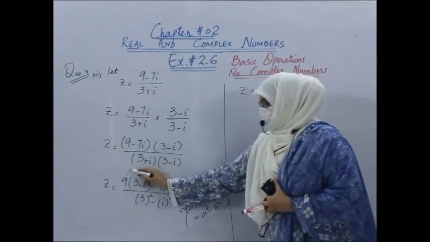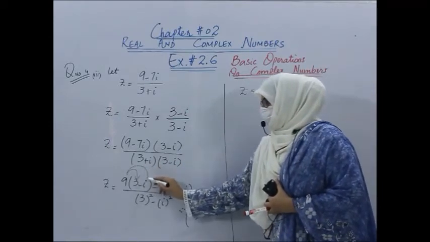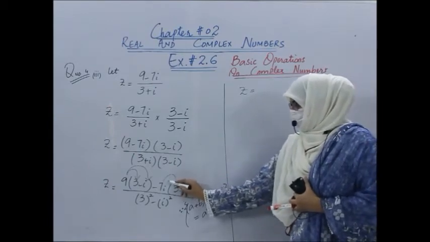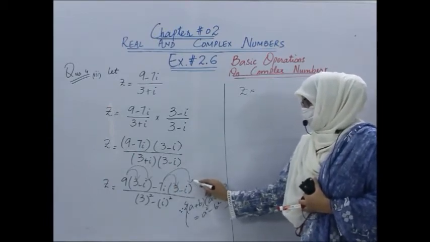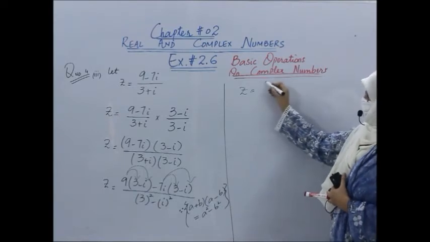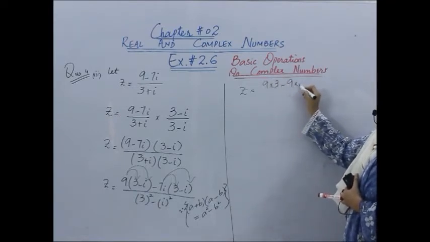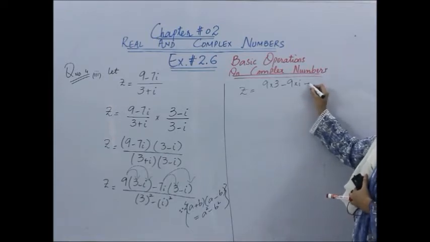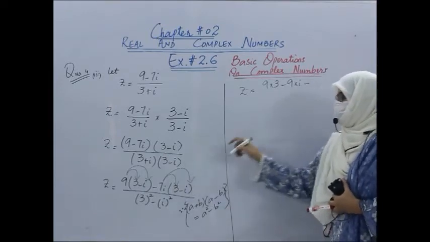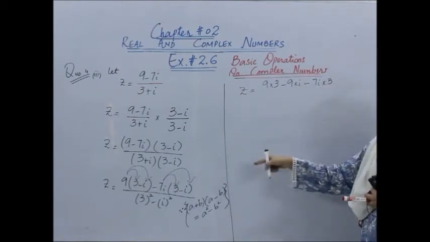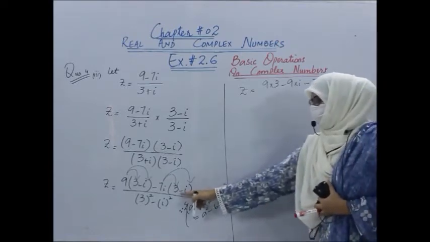Now this 9 would be multiplied with 3 and then 9 would be multiplied with iota. Similarly 7 with 3, 7 iota with 3 and 7 iota with iota. So let us multiply it. 9 into 3 minus 9 into iota. Then minus into plus will give you minus. Minus 7 iota multiplied by 3 and then minus 7 iota multiplied by minus iota.